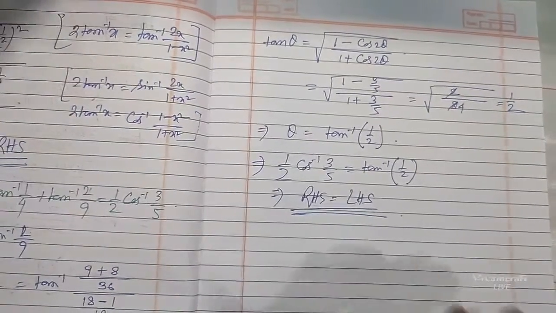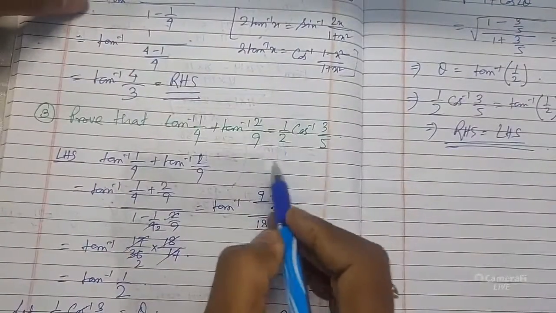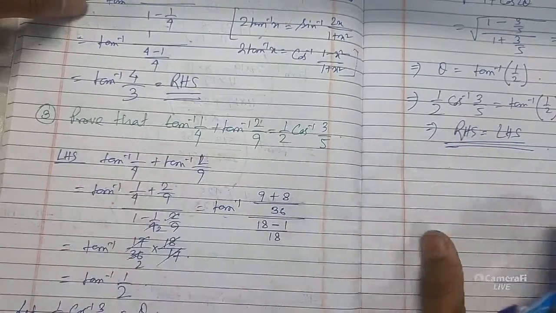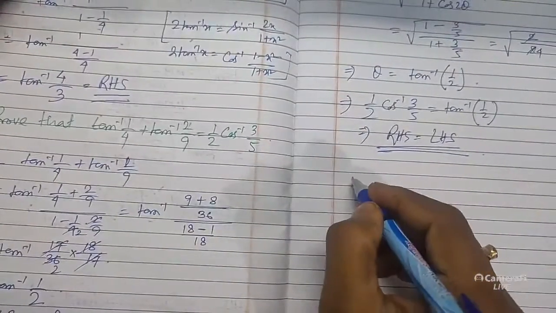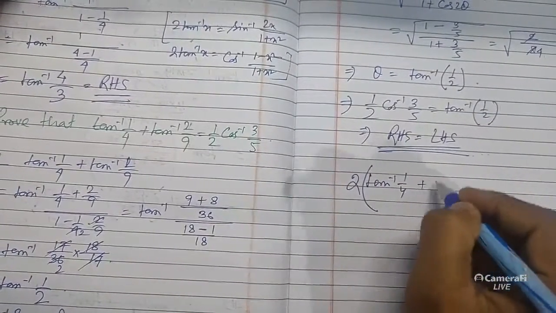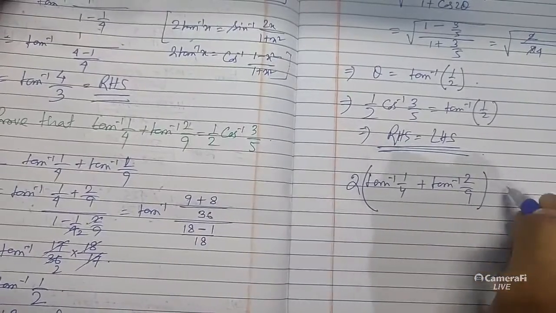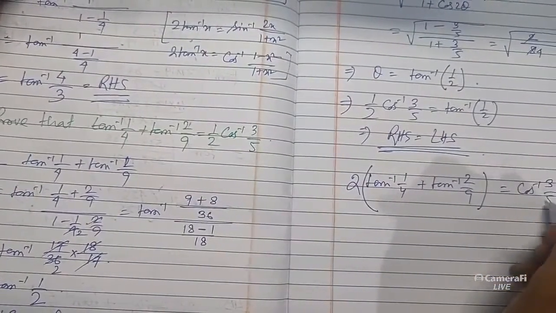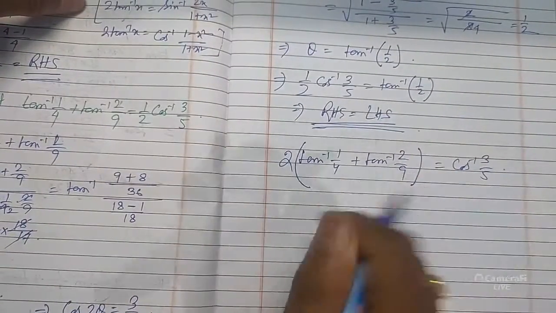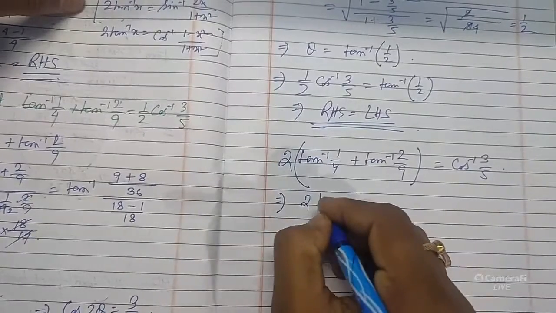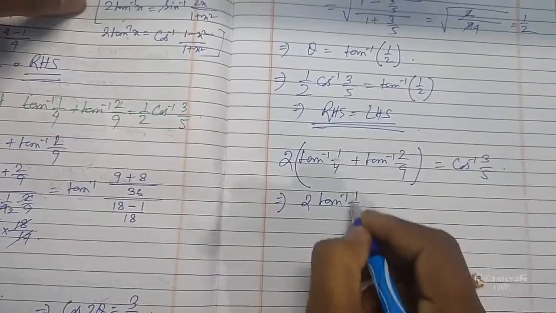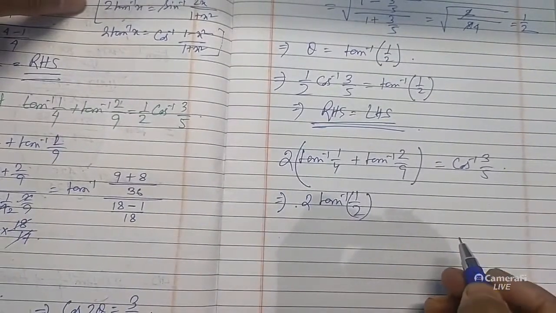Another method is there to solve this problem, that in the beginning only you can multiply this half to this side. So the problem will change as 2 tan inverse 1 by 4 plus tan inverse 2 by 9 is equal to cos inverse 3 by 5. So this you have to prove. Now this value we know, we have already got: this is equal to tan inverse half. So we got this 2 tan inverse half.